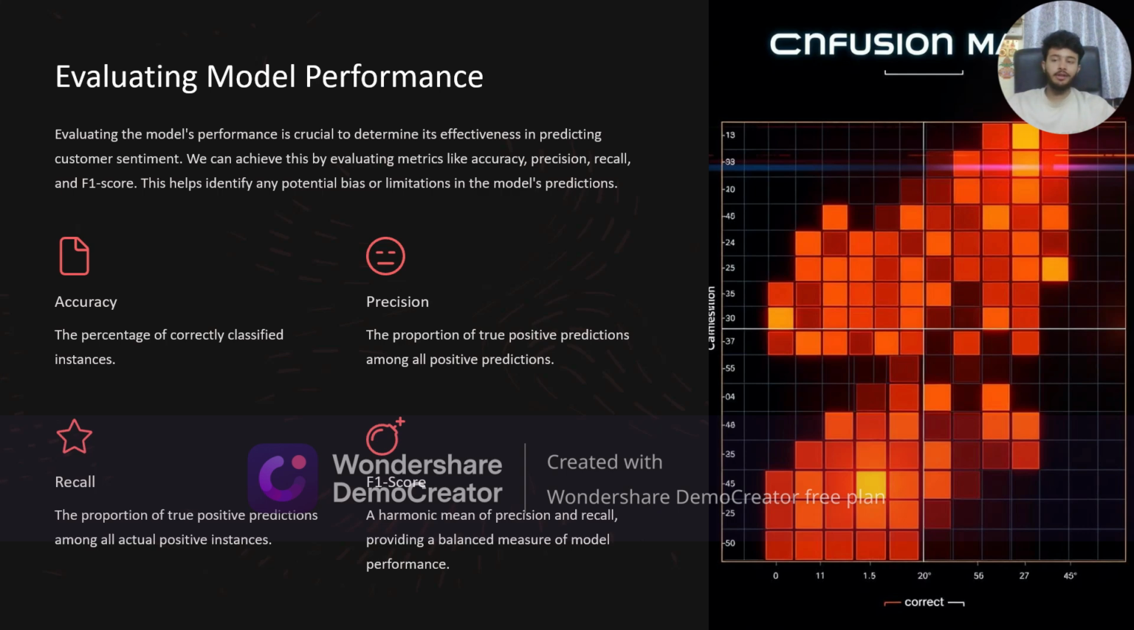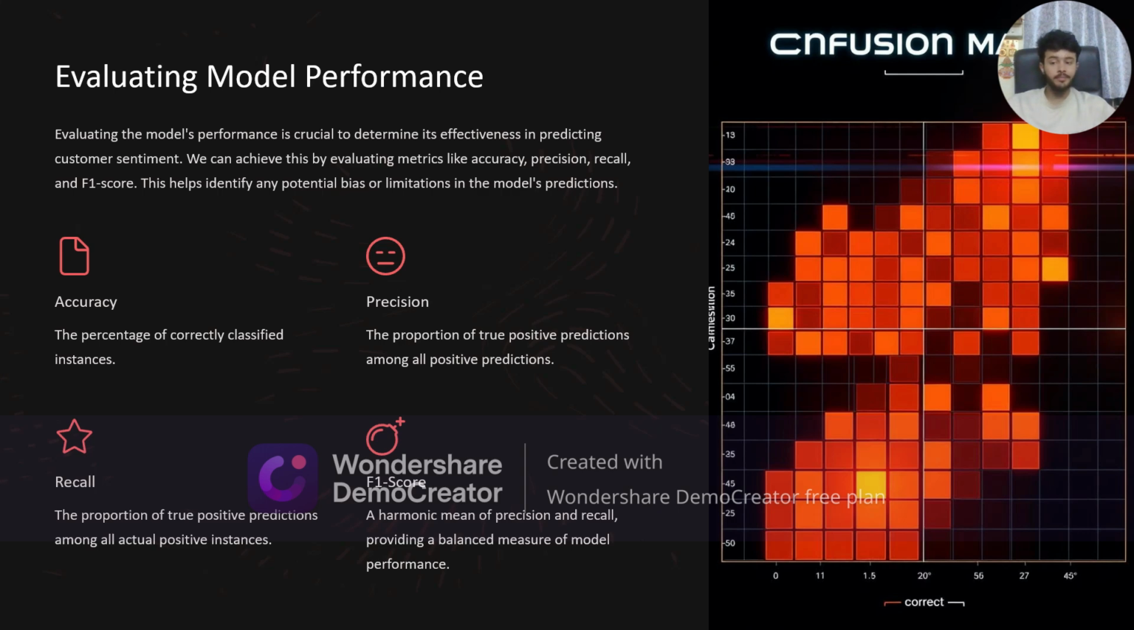Evaluating model performance. Evaluating the model performance is crucial to determine its effectiveness in predicting customer sentiment. We can achieve this by evaluating metrics like accuracy, precision, recall, and F1 score. This helps identify any potential bias or limitations in the model predictions.